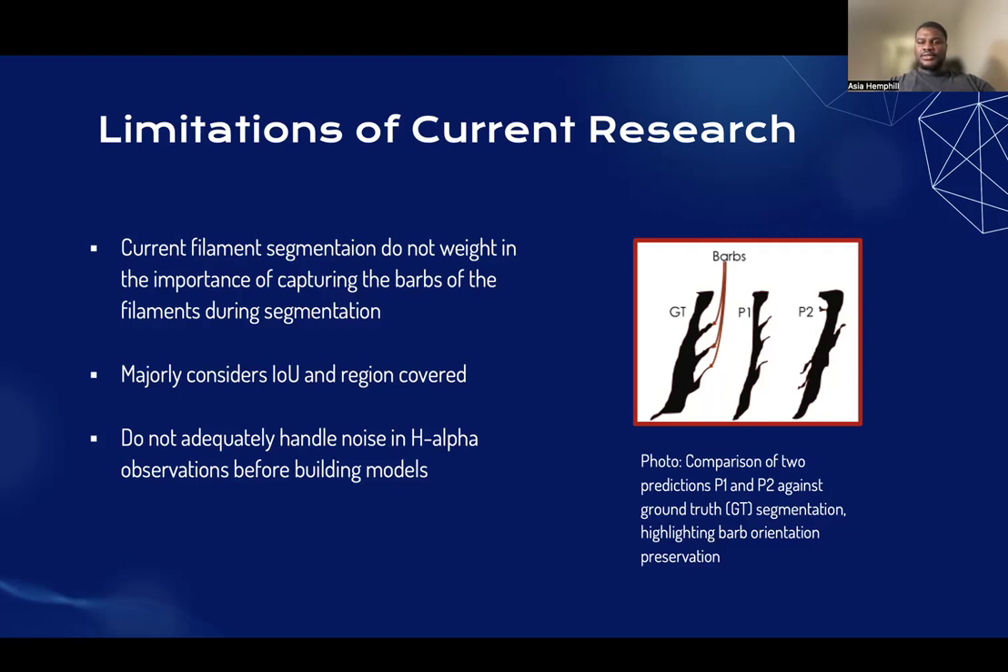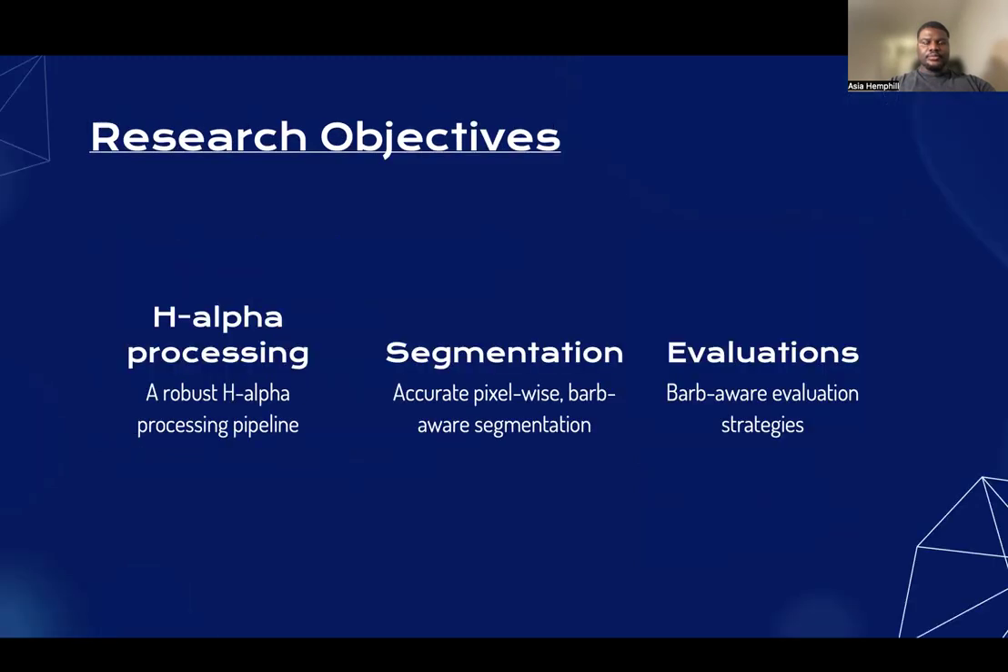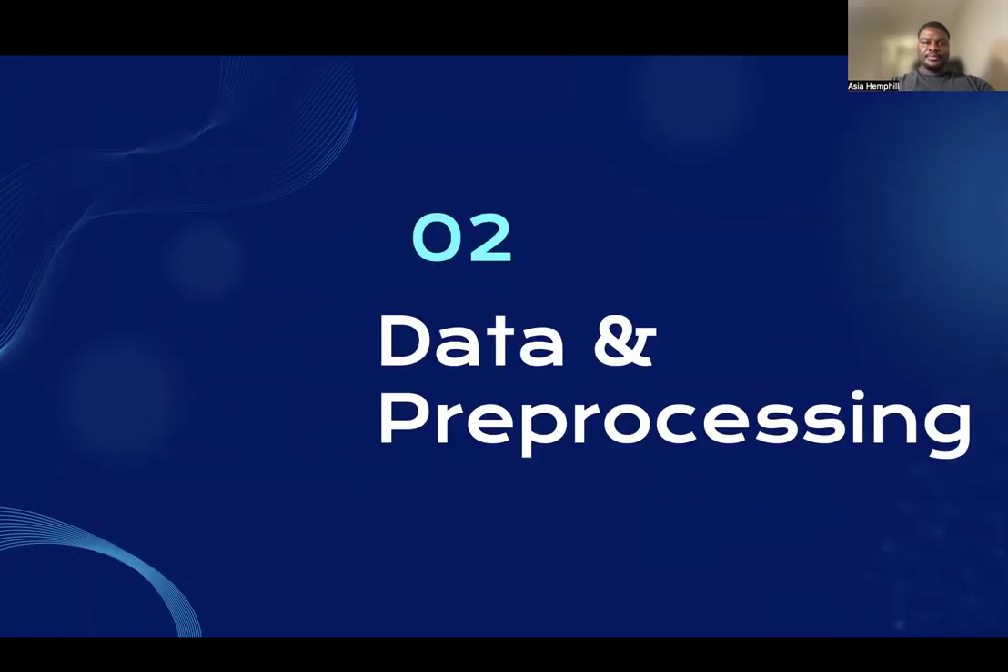But in the real sense of it, for conducting downstream tasks like chirality detection, P1 is actually a better prediction than P2. The second challenge from current research is that they do not adequately handle noise in H-alpha observations before building or training their models. As a result, we have 3 research objectives. The first is to build a robust H-alpha processing pipeline. The second is to build accurate pixel-wise Barb-Aware segmentation models, and then to evaluate the models using Barb-Aware evaluation strategies.